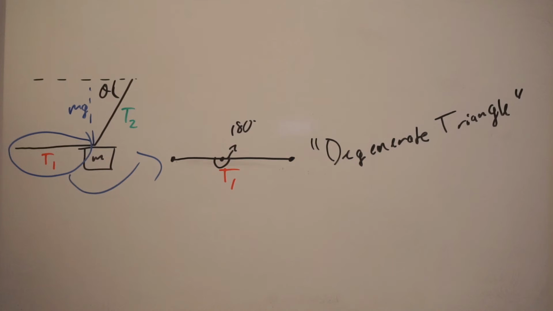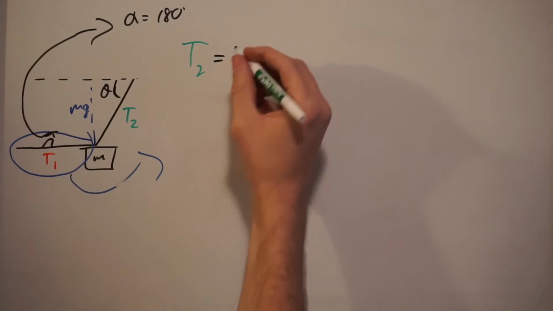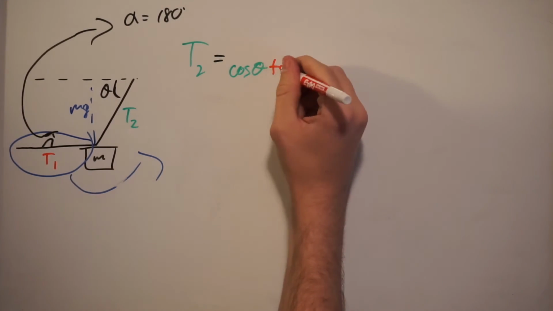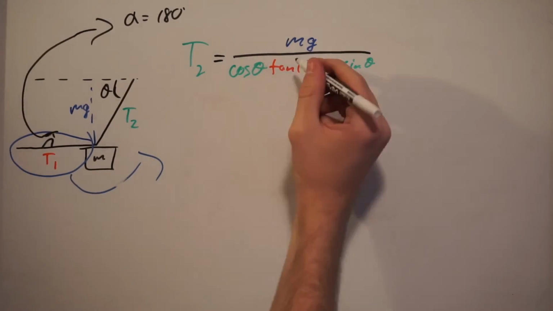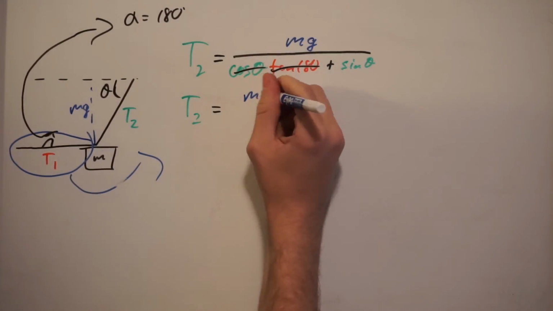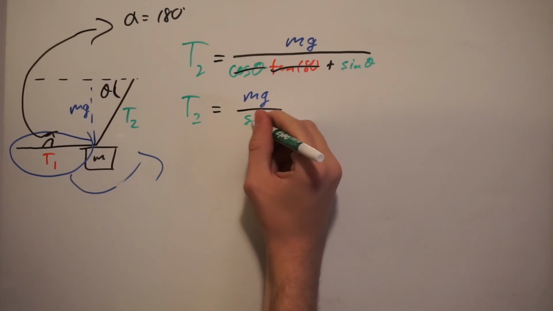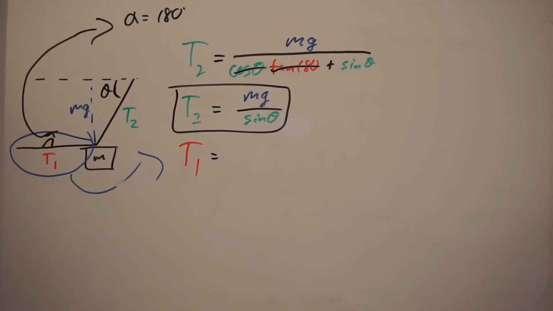Now that is very important because now we can define T1 as the hypotenuse of said degenerate triangle. So let's solve for tension 2. We said that tension 2 is equal to mg over sine theta. So tension 2 equals mg over the cosine of the adjacent angle, theta, times the tangent of the opposite angle, which we've already said is 180 degrees, plus the sine of the adjacent angle, theta. Now here's the thing. Tangent of 180 is equal to 0. So that whole first term cancels out, and we get T2 equals mg over sine theta. Oh, look at that. That's exactly what we said before.